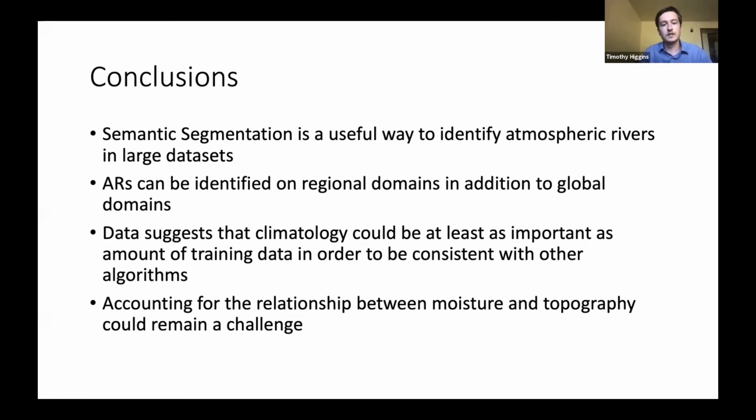We found that at least this data suggests that the climatology could be at least as important as the amount of training data in order to be consistent with these other algorithms. And we also found that accounting for this relationship between moisture and topography, as I recently just showed in the bias slide, could remain a challenge with semantic segmentation.